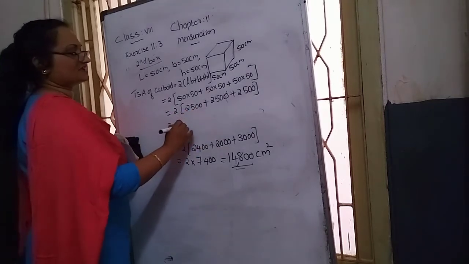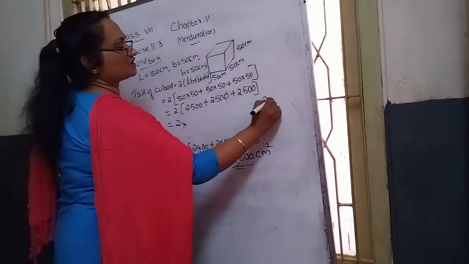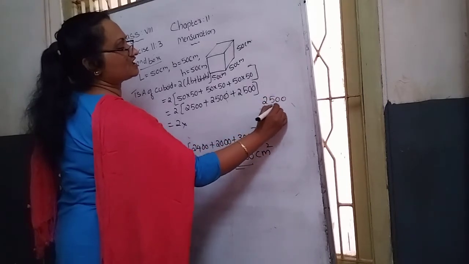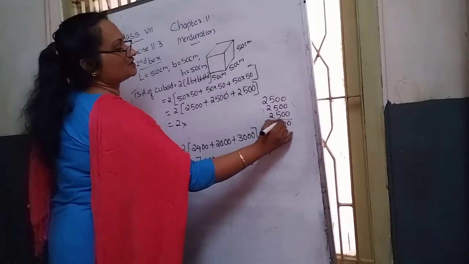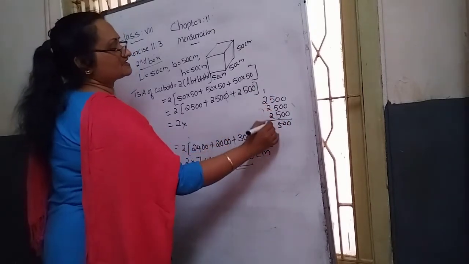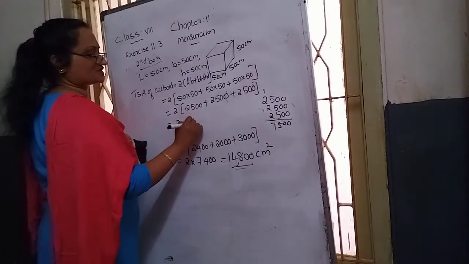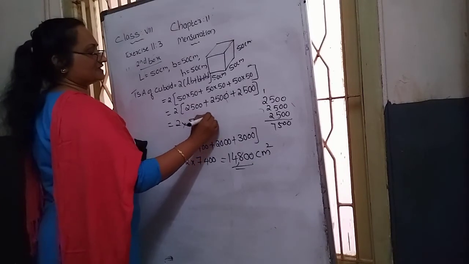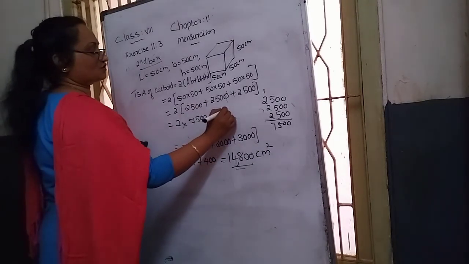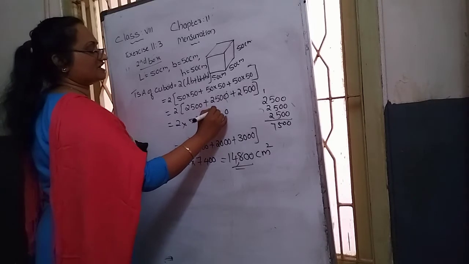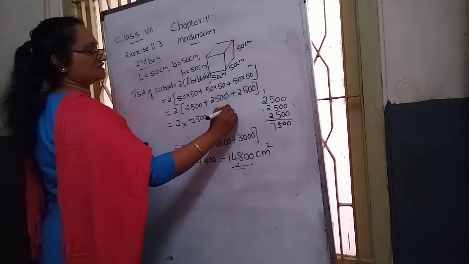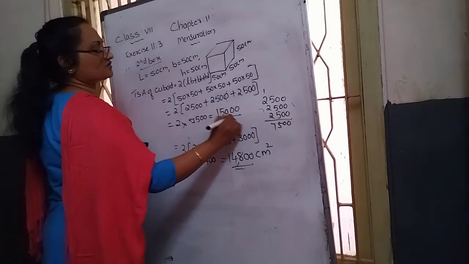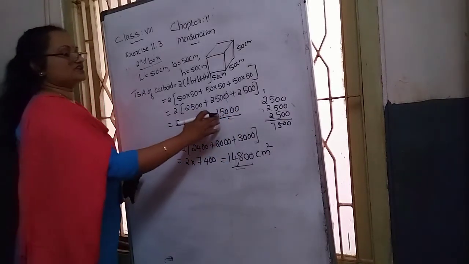Then 2 is multiplied with the number inside: 2500 added 3 times gives 7500. Then multiply 2 into 7500. So what is the answer? 15,000.